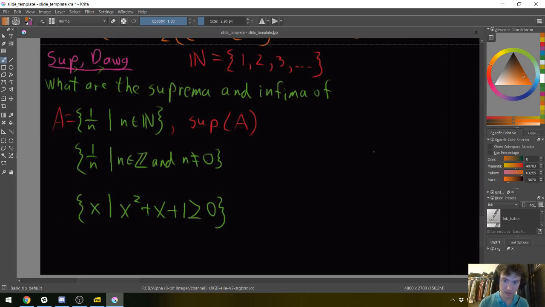I think there is. Let me write the set A more explicitly. So the set A is, and my pen is dying, 1, 1/2, 1/3, so it's getting smaller, right? So let's just think about upper bounds. Is 2 an upper bound for A? Yes. Is 1.5 an upper bound for A? Yes. Is 1 an upper bound for A?